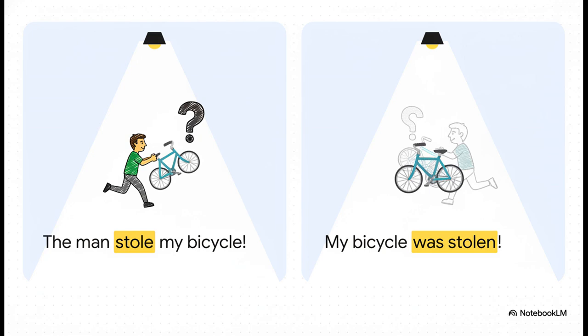Okay, check this out. On the left, you've got "The man stole my bicycle." The spotlight is right on him, right? He's the main character in this little drama. But now look at the right. "My bicycle was stolen." Poof! The man is gone. He's vanished. And suddenly, our focus snaps right to the bicycle and the crime itself. It's the exact same story, but it feels completely different.